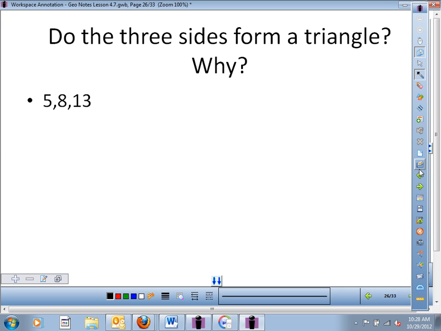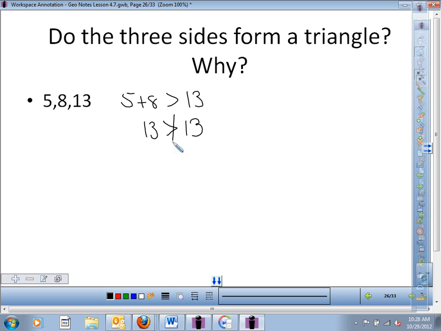All right, let's go to the next one. Do the three sides form a triangle? So 5, 8, 13, do they form a triangle? Let's check. To see if they form a triangle, we take the two shortest sides, 5 plus 8. Is that greater than 13? Is 13 greater than 13? No, it's not. Do they form a triangle? No.